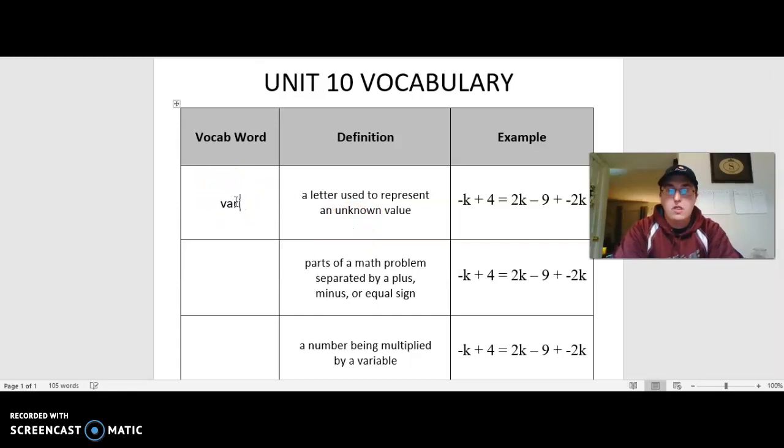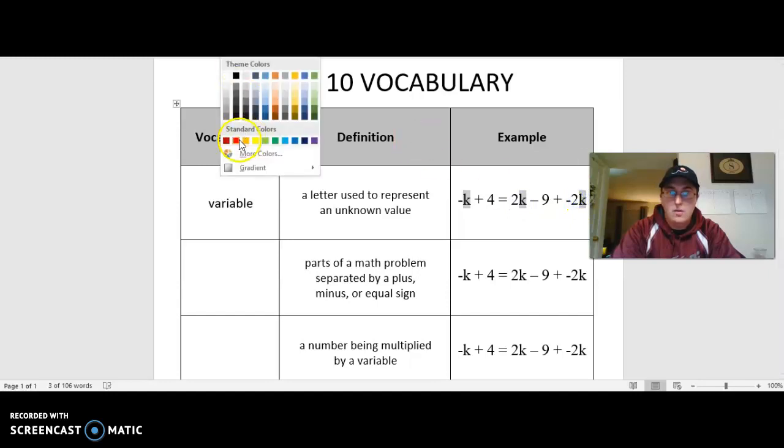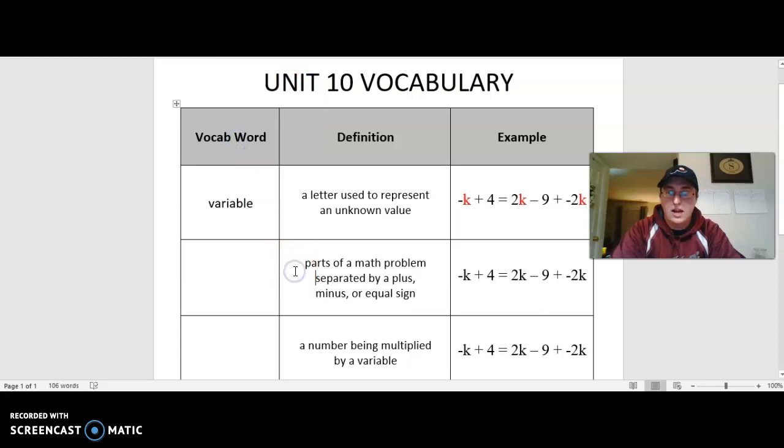If you remember, that is called a variable. The variables are the letters in the problem. So I'm going to highlight all these K's because they are all variables, and I'm going to turn them red so they kind of stand out.